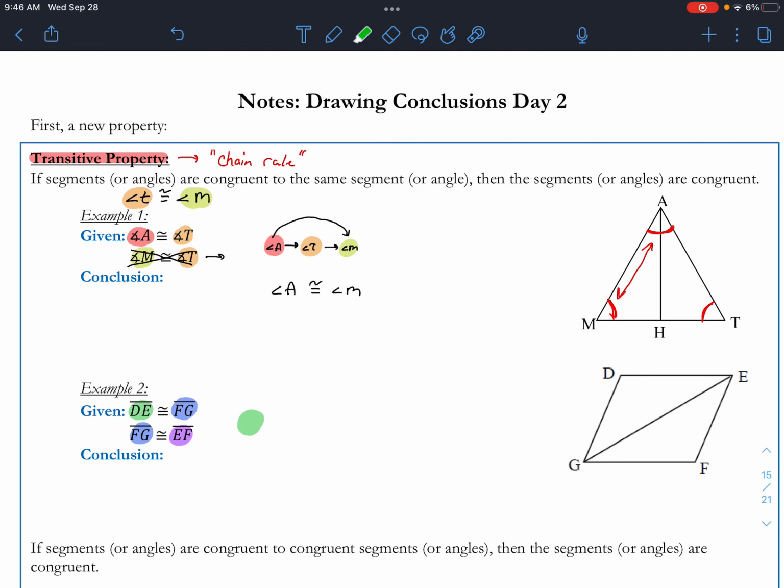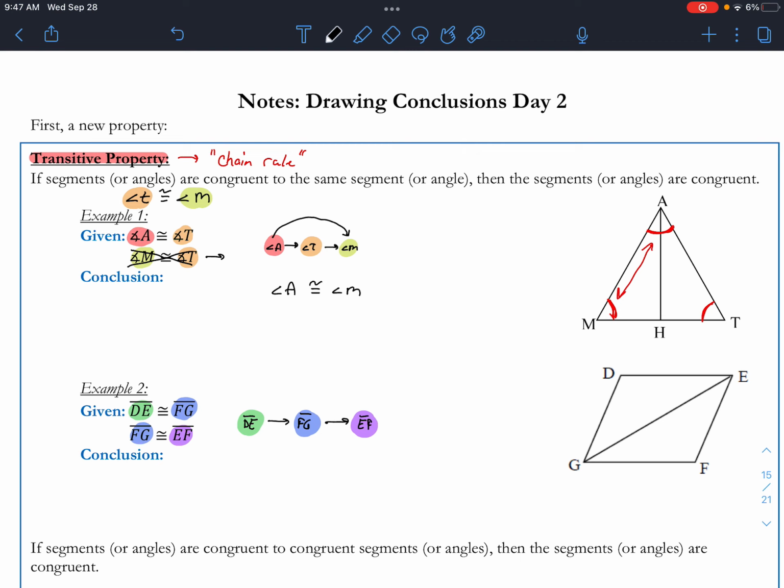If I started with the green, according to the top statement, the green would get me to the blue. According to the bottom statement, the blue would get me to the purple. We've now completed our chain. It's just a matter of putting the labels inside of them now. So this one was D, E, blue was FG, and the purple was EF.